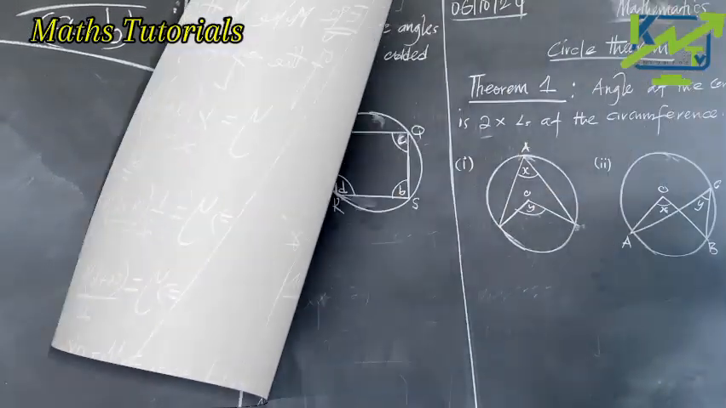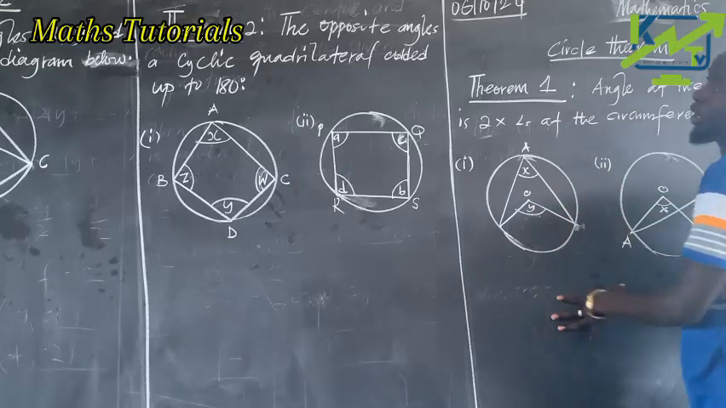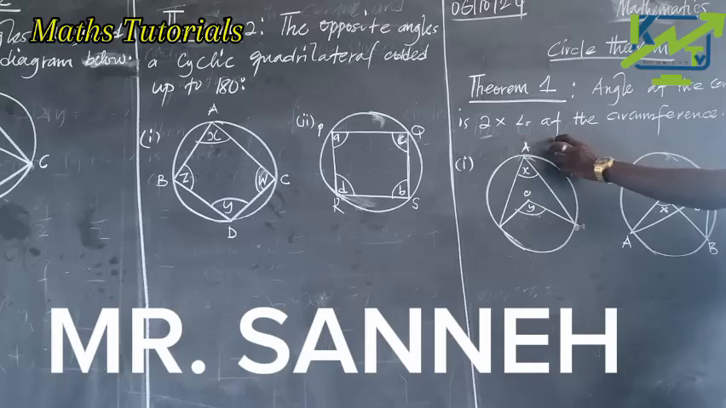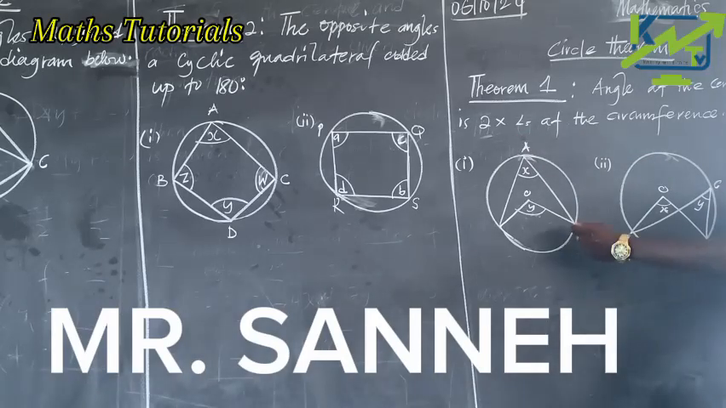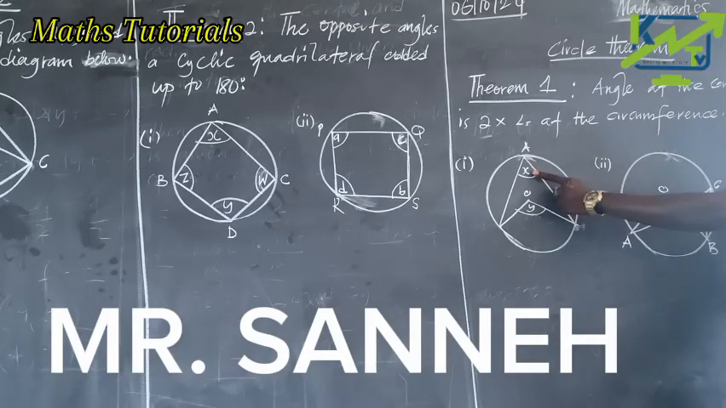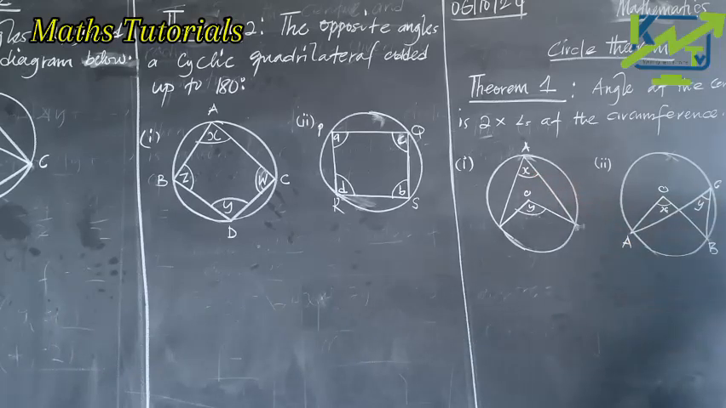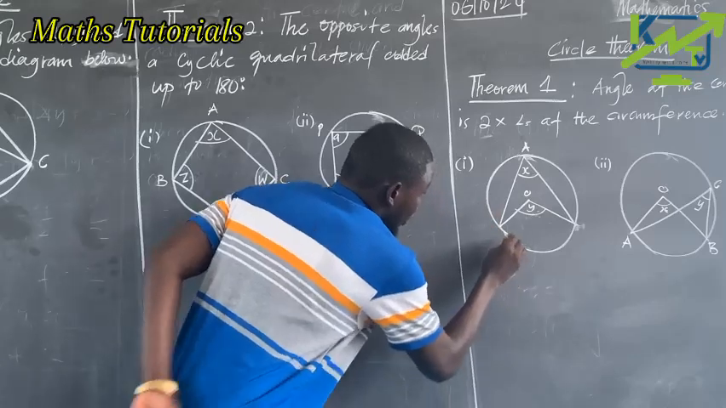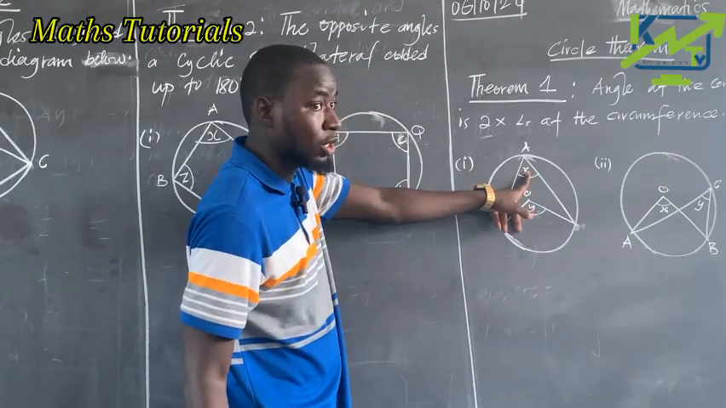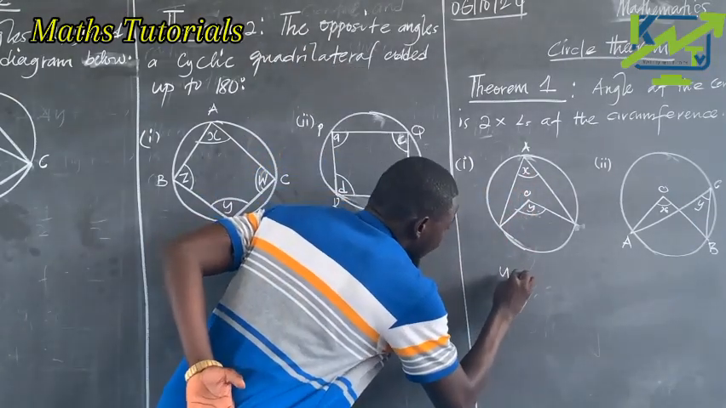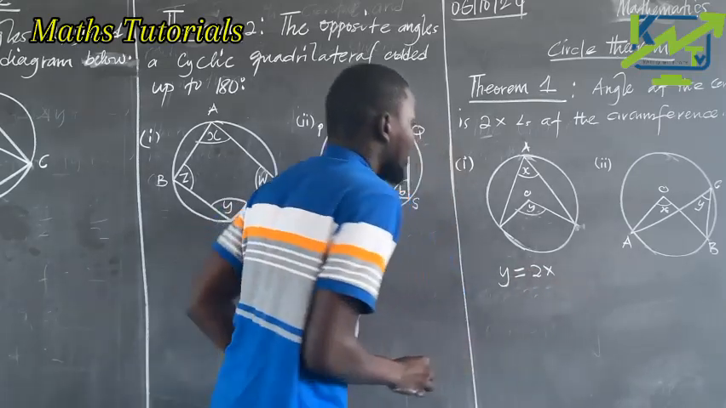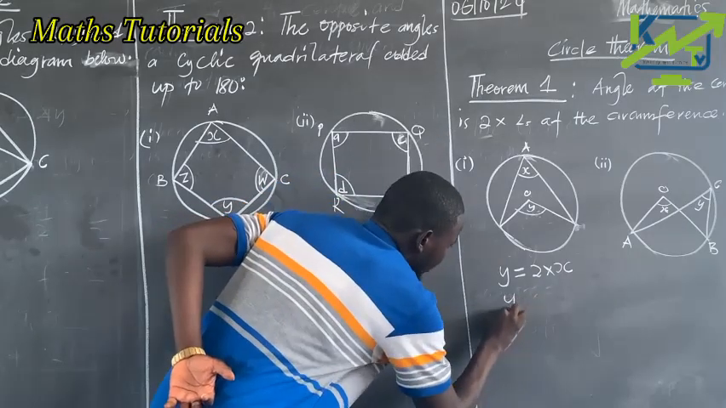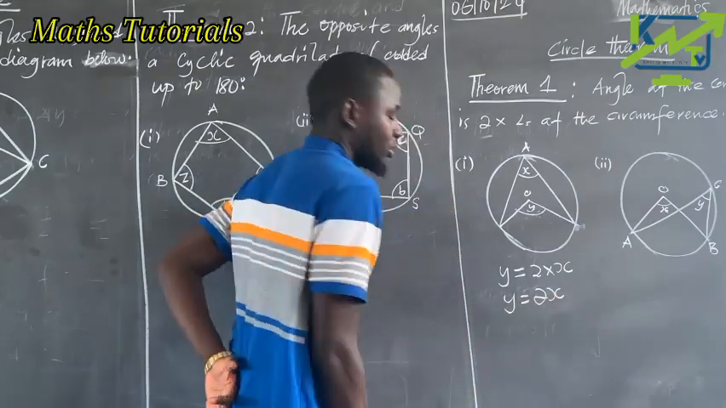Good. Theorem. But today we are going to discuss theorem 1 and theorem 2. So this one is theorem 1, which says that the angle at the center is 2 times the angle at the circumference. Now the angle that is at the center here is y, and this one here is the circumference. So the angle at the center is going to be 2 times the angle at the circumference. So I will say my y is going to be equal to 2 times what? The angle that is at the circumference. That is 2 times what? x. So my y is going to be equal to 2x. Are you seeing that?